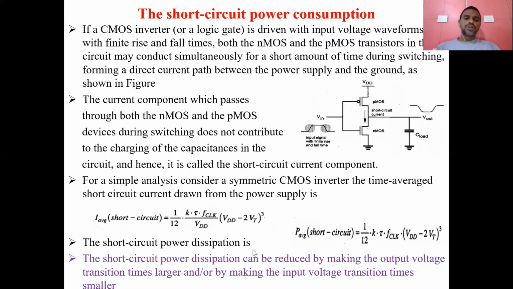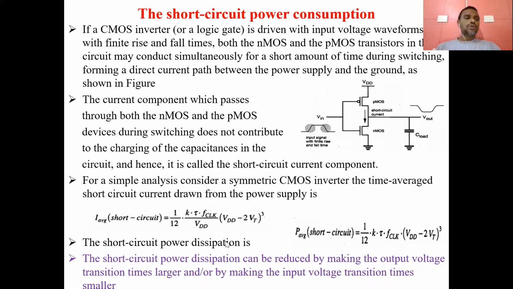Now, how can we reduce the short circuit power dissipation? It can be reduced by making the output voltage transition times larger, or by making the input voltage transition times smaller. By both ways we can reduce it. If you observe the equation, tau is the transition time. If you reduce the input transition time, the average value is automatically reduced. So this is about the short circuit power consumption.